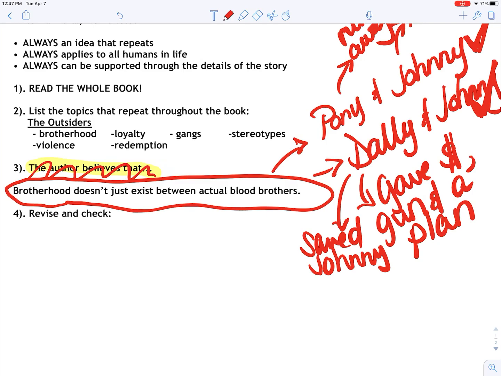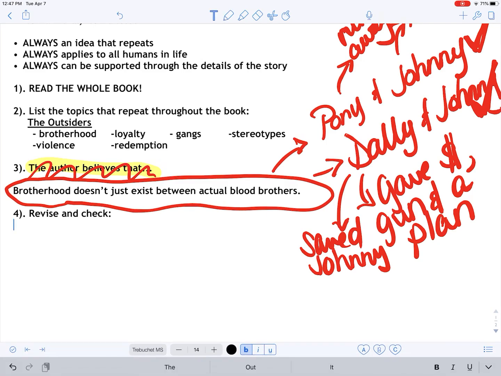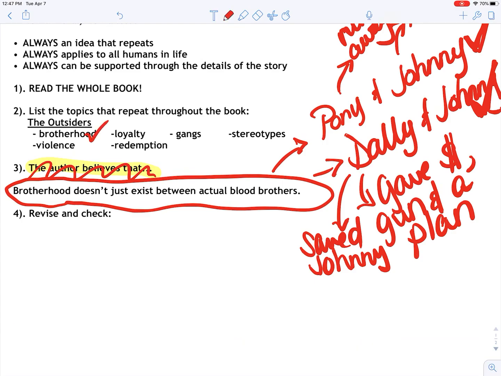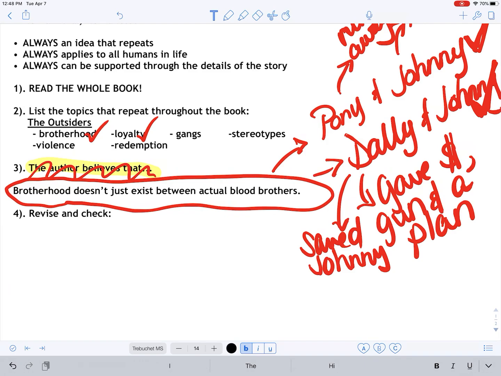We're going to use the same process with a different example. So this time, our example is going to be about loyalty. So we can check off brotherhood. We did that one. We're going to work on loyalty now, okay? So for loyalty, we need to come up with a sentence. The author believes that, and the answer that one of your classmates came up with was that loyalty can save lives, okay? So let's think about that.